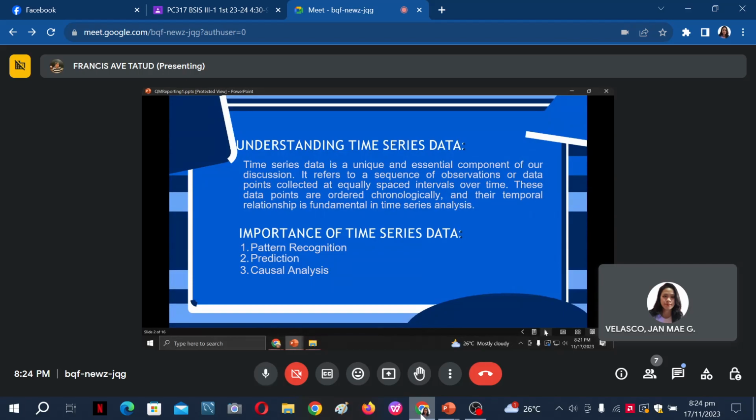Understanding time series data. Time series data is a unique and essential component of our discussion. It refers to a sequence of observations or data points collected at equally spaced intervals over time. These data points are ordered chronologically, and their temporal relationship is fundamental in time series analysis.